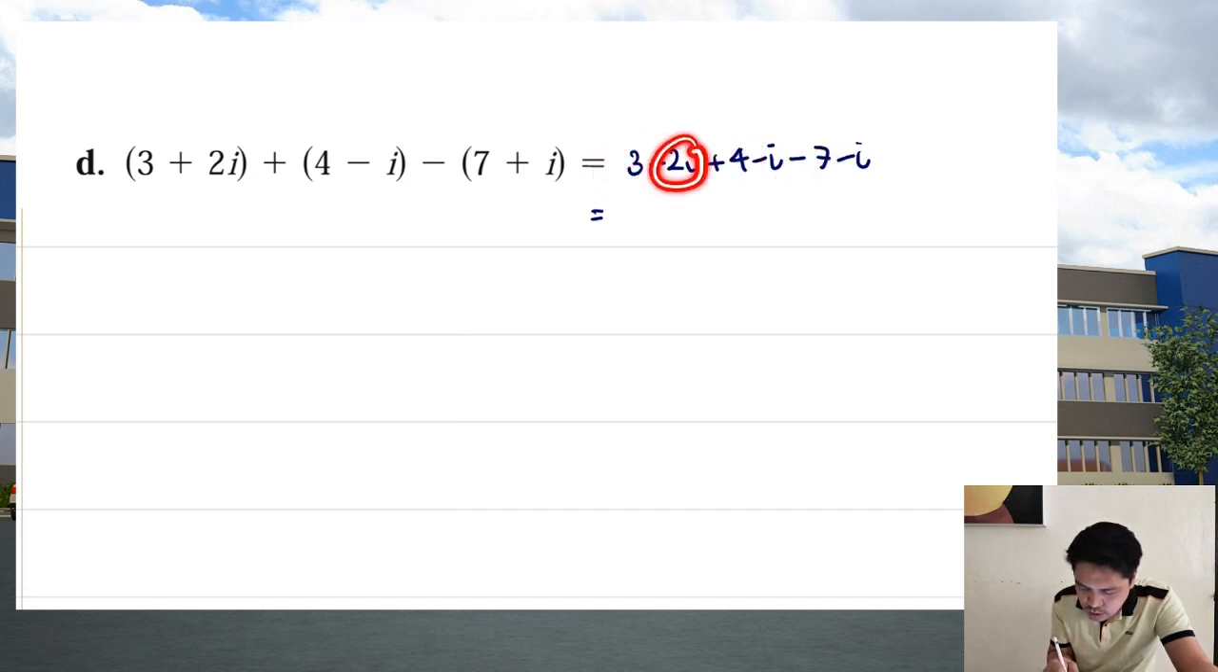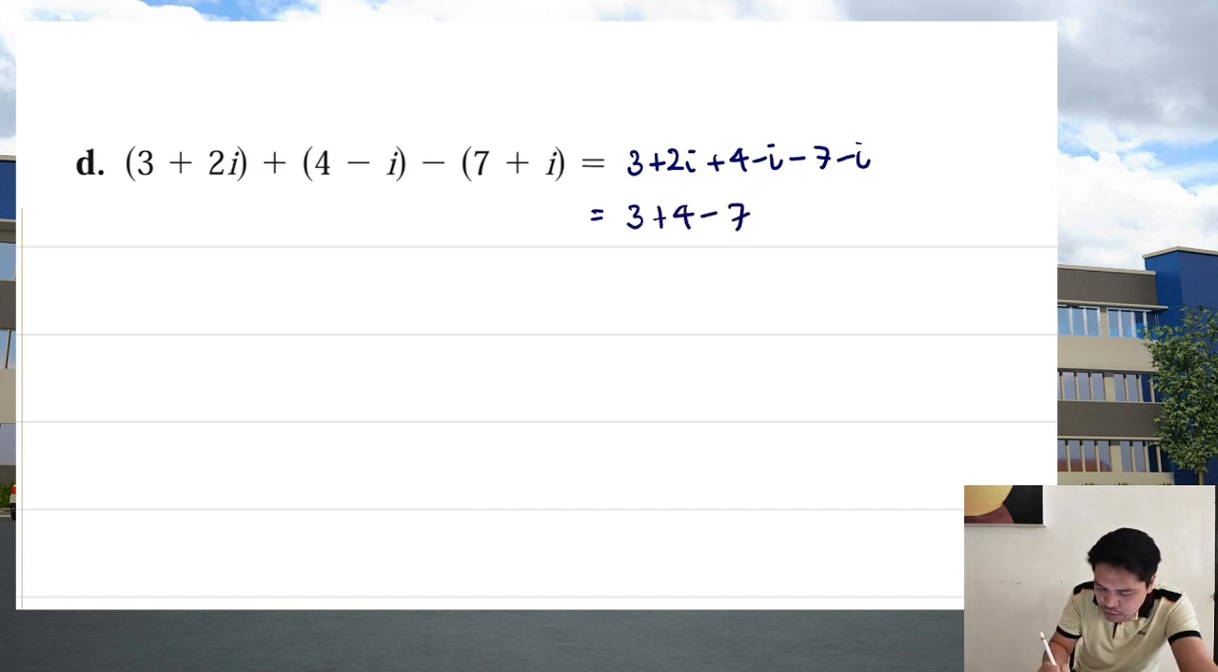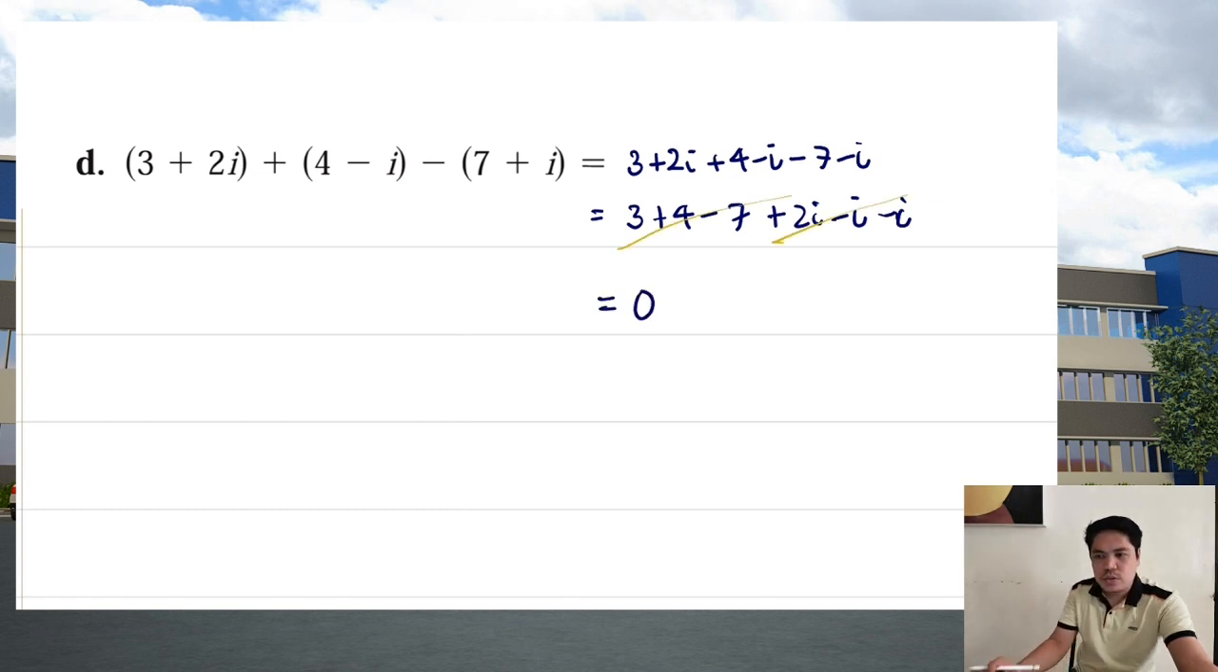So the real part is 0. And for the imaginary part, 2i minus i is i, minus i, 0. So, the result is 0. Okay, let's just write it: 3 plus 4 minus 7 plus 2i minus i minus i. So, all of these will result to 0. The answer is simply 0.